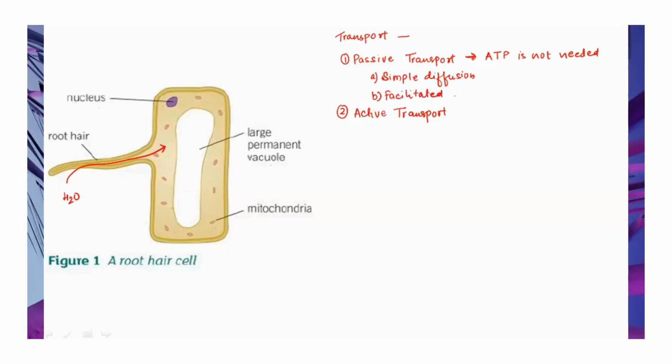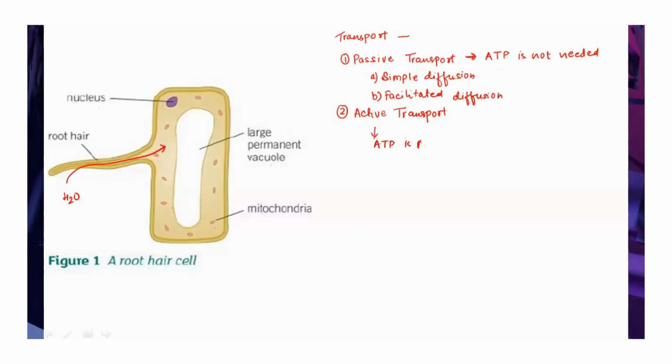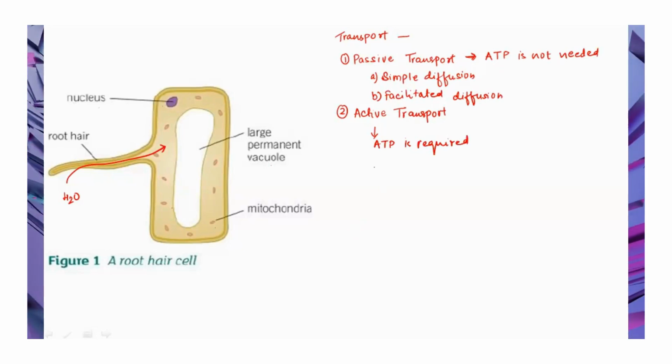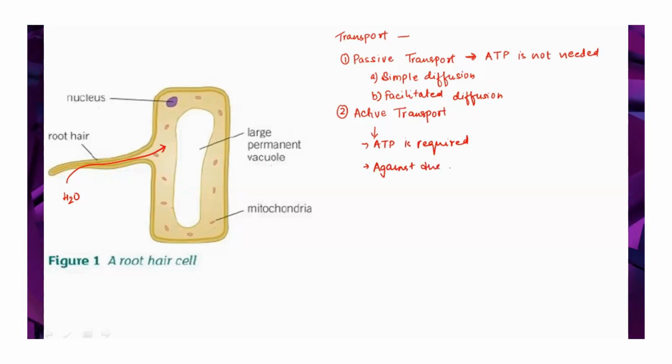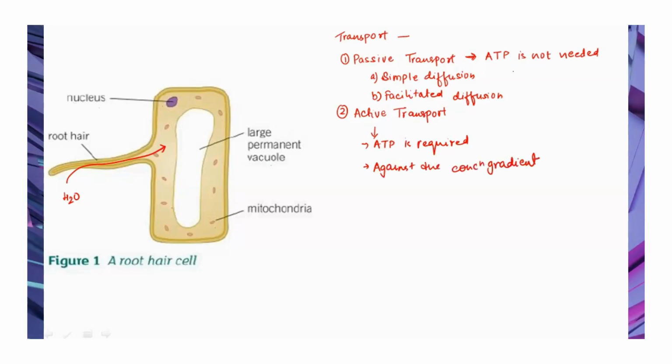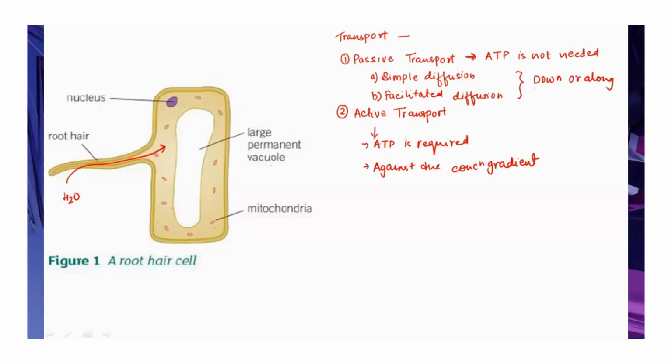Facilitated diffusion. Active transport is where ATP is required, and the movement of molecules is against the concentration gradient. These are the 2 points: against the concentration gradient. In case of passive transport, both diffusions will not require ATP; movement will be down, or along, the concentration gradient.